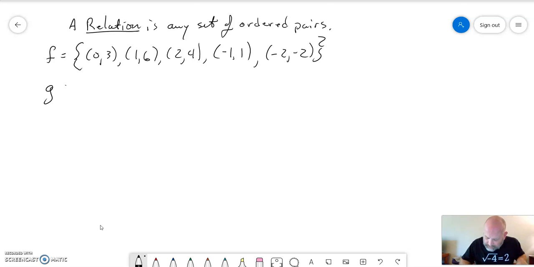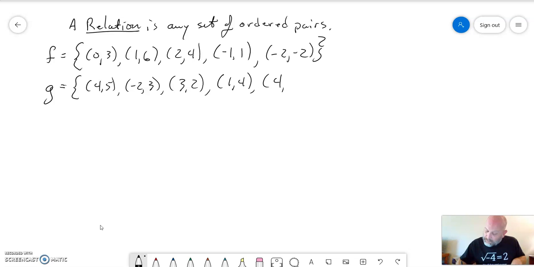Let me give you another one here. So G is the points 4, 5, negative 2, 3, 3, 2, 1, 4, and 4, negative 3, right? So these are both relations. They're a collection of points. It doesn't have to be 5 points. I chose 5 because it's a nice number, but it could be 1 point. It could be a million different points. In fact, it could be an infinite number of points for that matter, but it's just a collection of points.